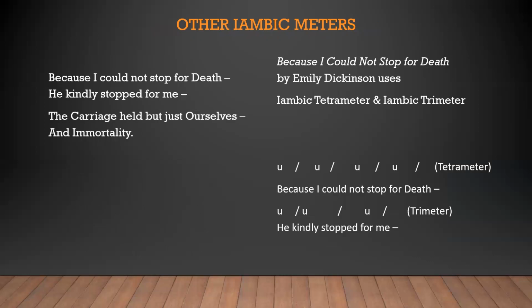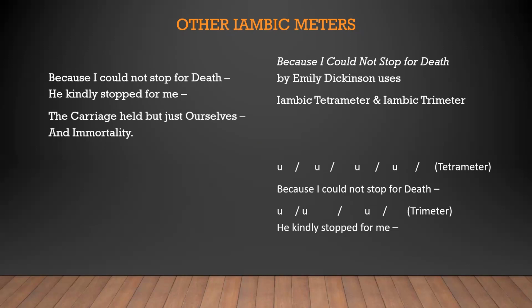But of course, a lot of talk of iambic pentameter out there. It's kind of been drilled into us in all sorts of English and literature classes. We need to remember there are other types of iambic meter. There's a lot of different syllable counts, or rather feet counts, that add up to the syllables. For example, here we have a couple of familiar lines from Emily Dickinson's Because I Could Not Stop for Death. Because I could not stop for death, he kindly stopped for me. The carriage held but just ourselves and immortality.